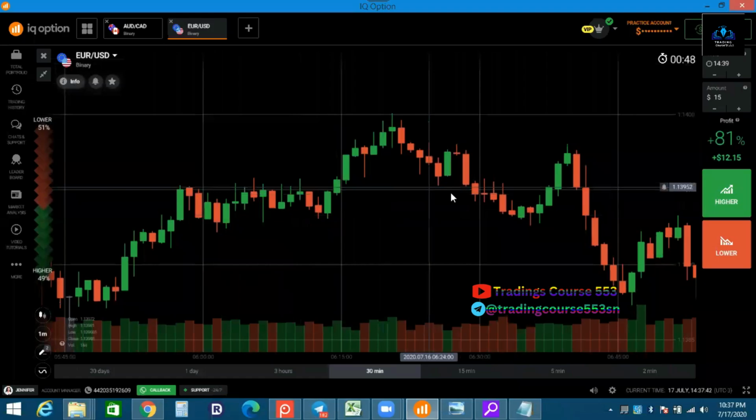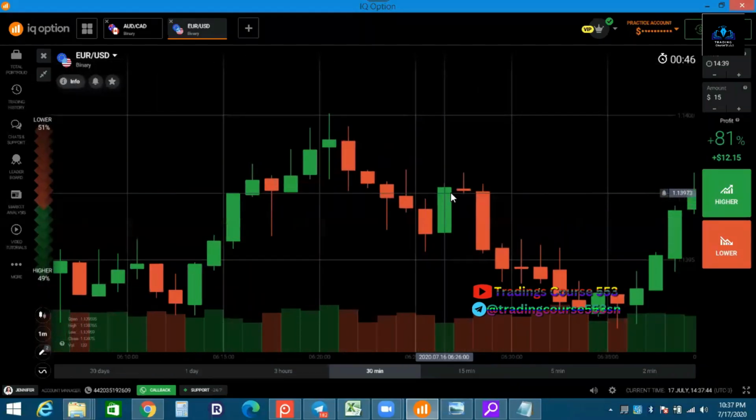Support and resistance levels only work when you understand the effort of the buyers and sellers. It's very important.